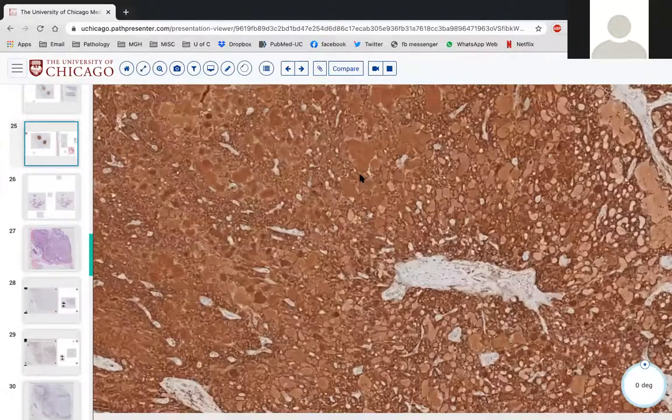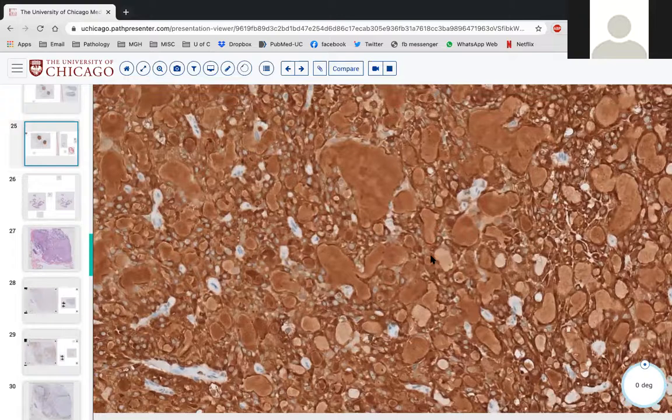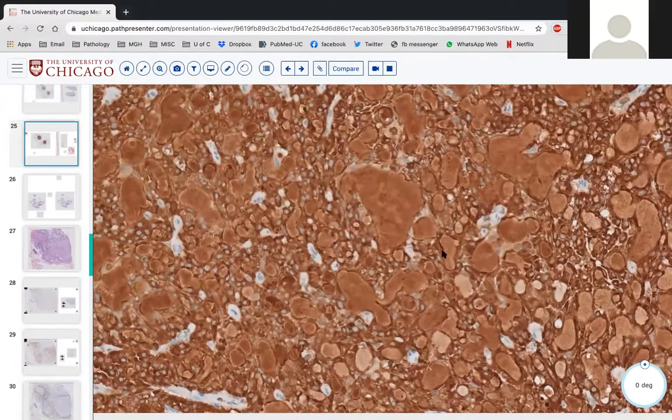So positive. With mammaglobin positive, what would the diagnosis be? All right, Reham in the chat: yes, secretory carcinoma.